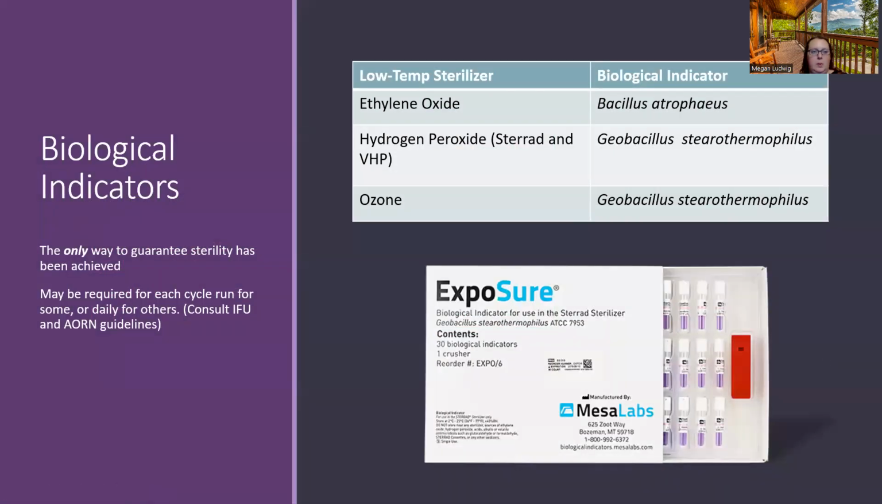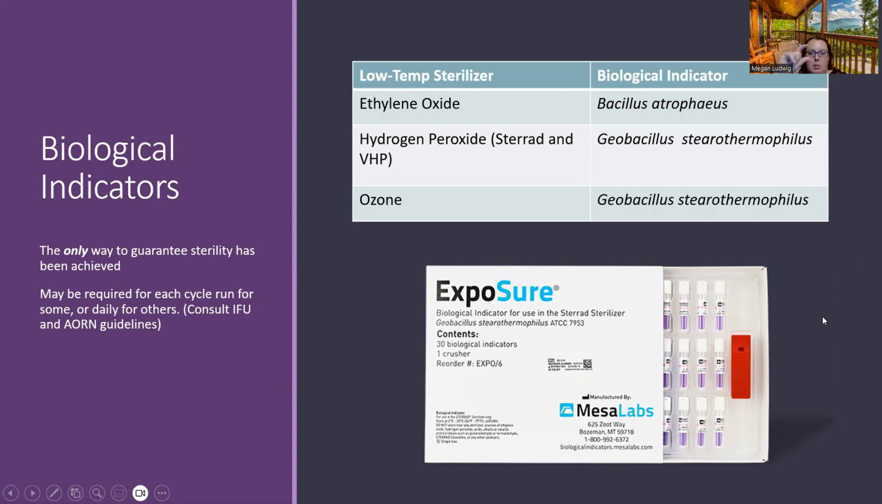I said I'd talk to you about these biological indicators. These are important, okay? These are the only way to guarantee sterility has been achieved in any sterilizer, whether it's high temperature, low temperature, it doesn't matter, okay? They're required to be run sometimes for each cycle, depending on the machine, or daily, at least daily minimum, okay? So I put a picture here of what some of those might look like. This is just one brand here.